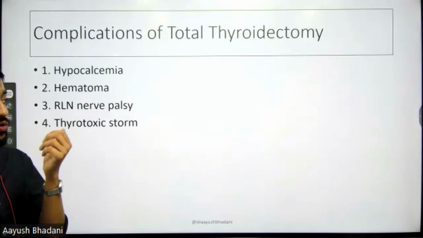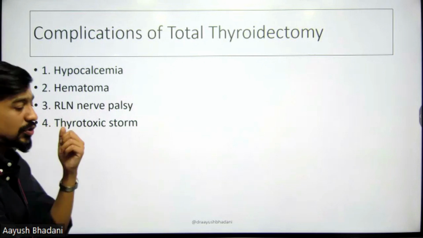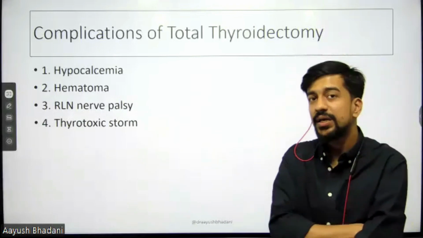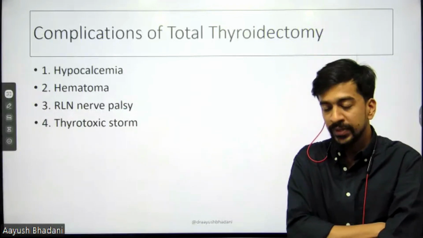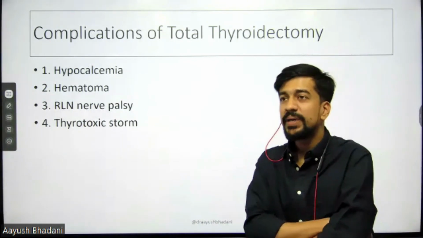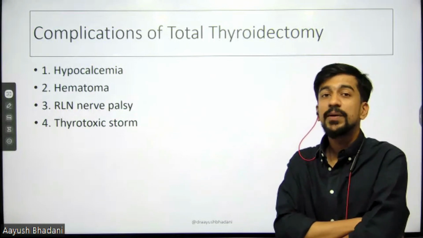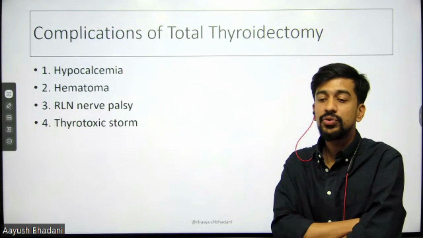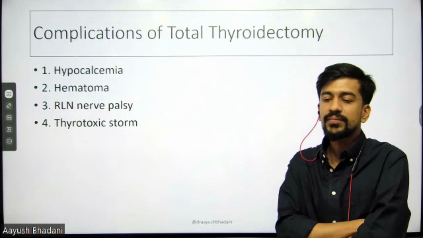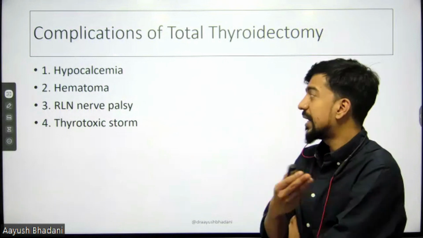RLN palsy leading to hoarseness, and bilateral leading to aphonia, and a thyrotoxic storm. A thyrotoxic storm usually happens when you have not prepared a thyroid patient preoperatively properly. The preoperative preparation of a thyroidectomy patient would involve giving adequate antithyroid medications if he's a hyperthyroid patient, giving beta blockers like propranolol, because you don't want to heighten the sympathetic response during the OT, and giving Lugol's iodine, etc.